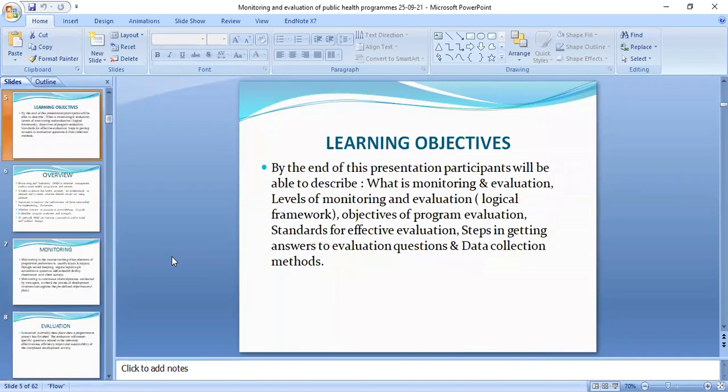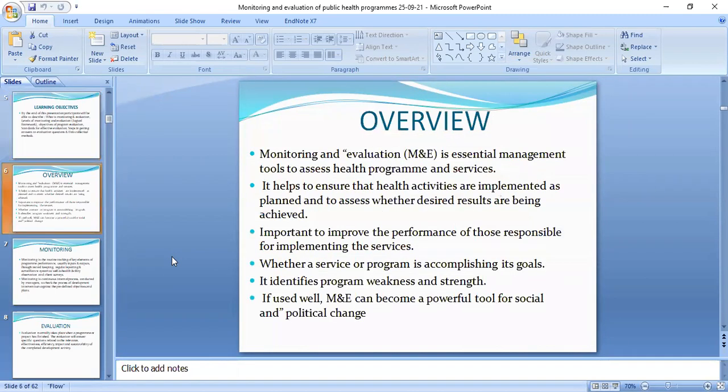By the end of this presentation, participants will be able to describe what is monitoring and evaluation, levels of monitoring and evaluation, the logical framework, objectives of program evaluation, standards for effective evaluation, steps in getting answers to evaluation questions, and data collection methods. Now, the overview of monitoring and evaluation.